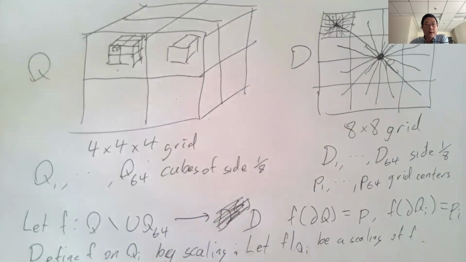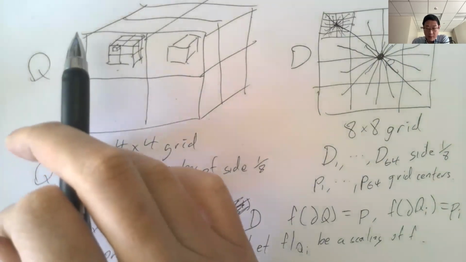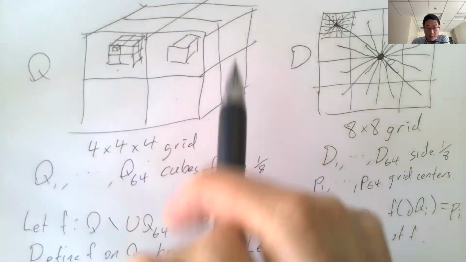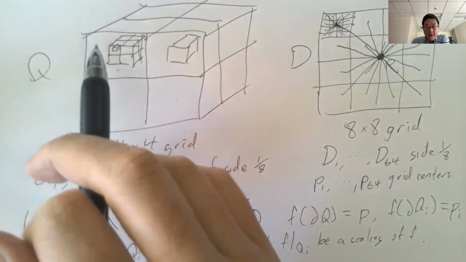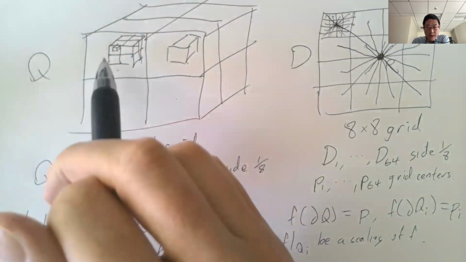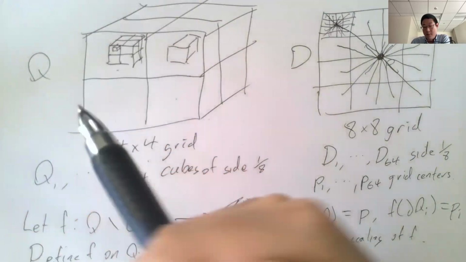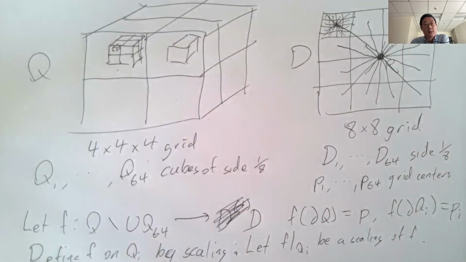Now we have a map which is Lipschitz and has a rank one derivative, and it's defined on the big cube minus 64 squared tiny cubes. Is this okay so far? Okay.